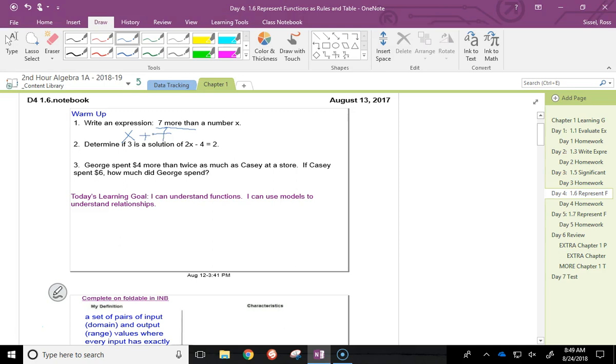Determine if 3 is a solution. So the question is, yes or no? Is it a solution? Meaning, does it solve the problem? And so 3 goes in for x. 2 times 3 minus 4 equals 2. 2 times 3 is 6. 6 minus 4 is 2. So my answer is yes.